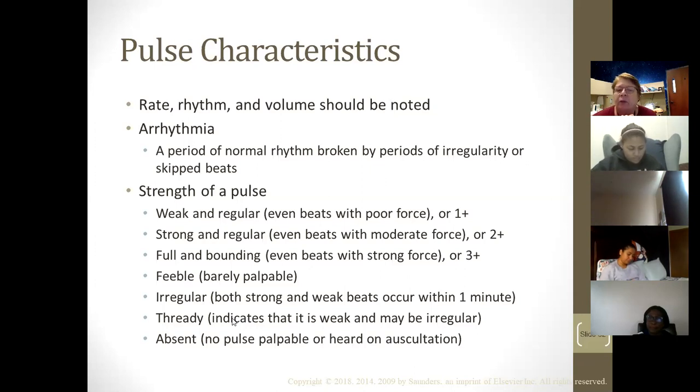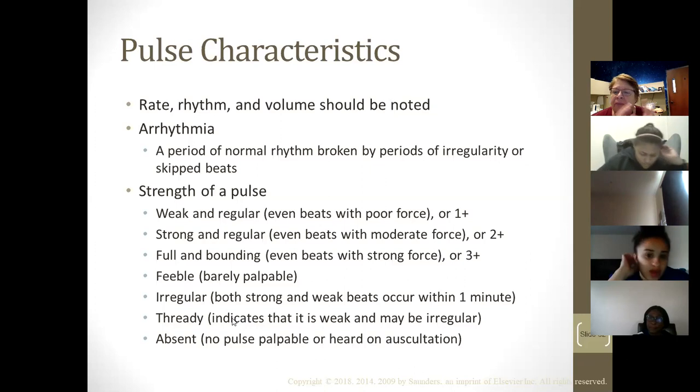So when we're looking at strength of pulse, weak and regular, even, those are beats that have poor force. We are talking about a 1+. We document it as 1+. Strong and regular, what you're normally going to have, is a 2+. And then full and bounding, so it's even beats, but it's really strong, is a 3+.